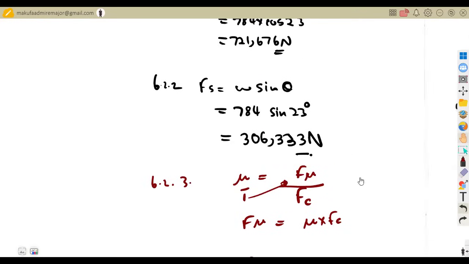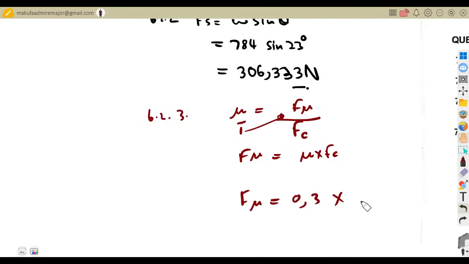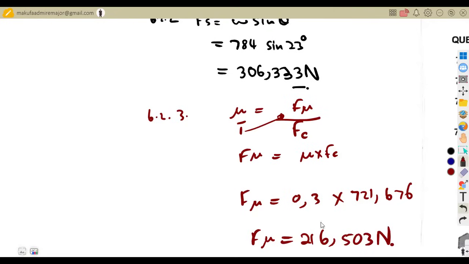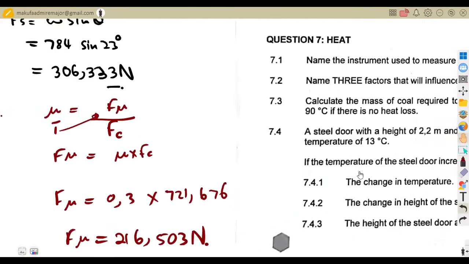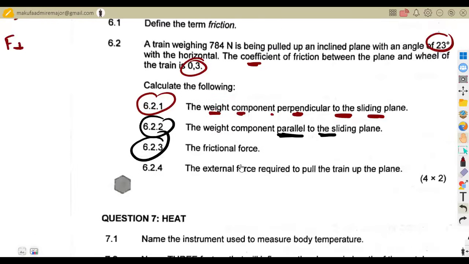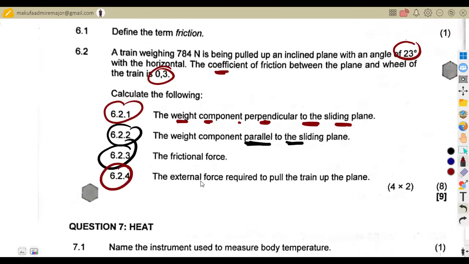That's 721.676. And that is going to give us the frictional force, which is 216.503, in what? In Newton. All right. So this is the idea that we are supposed to obtain in this case. Then they want us to calculate the external force required to pull the train up the plane.